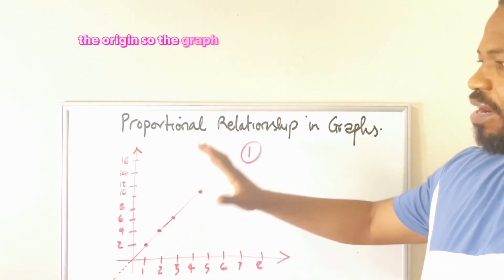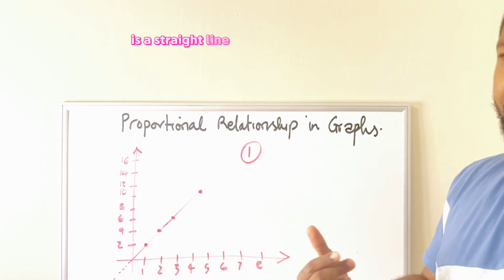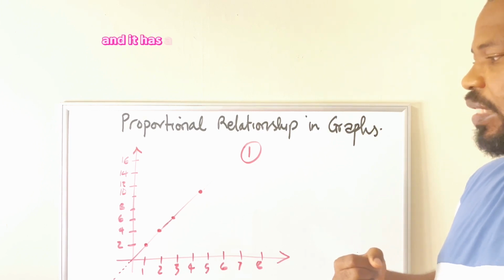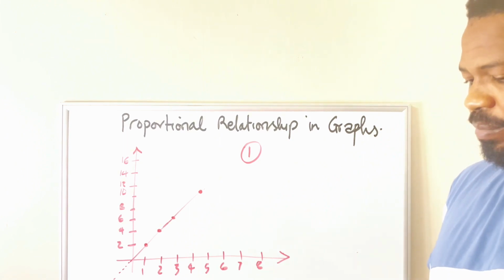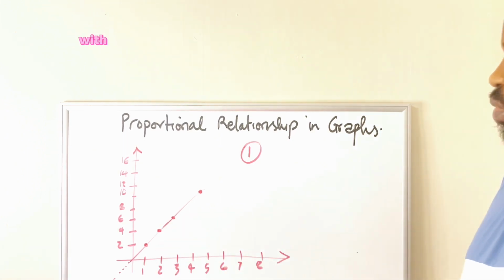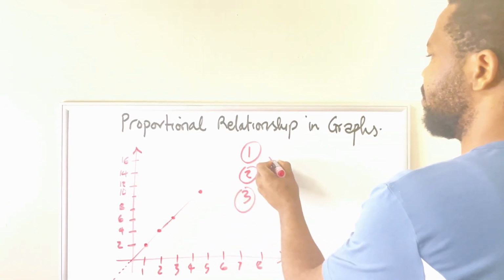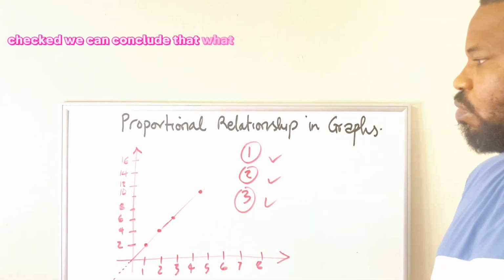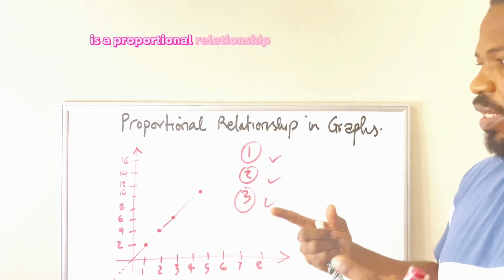So the graph right here is a straight line. That is the first condition. It's a straight line and it has a constant rate, which can be called a unit rate. And number 3, it passes through the origin. With these 3 factors checked, we can conclude that what we have right here is a proportional relationship.